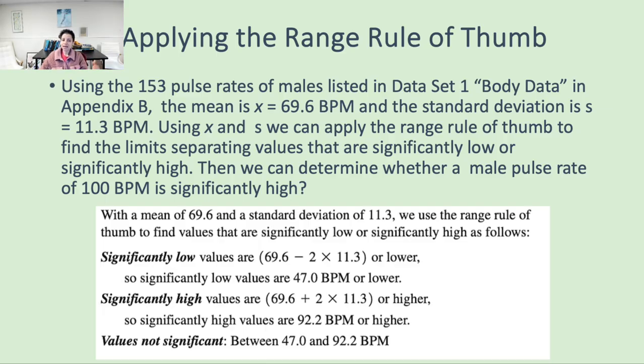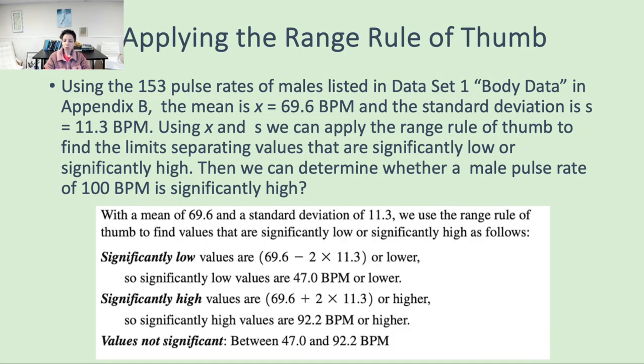And now let's say we have somebody with a pulse rate of 100. Is that significantly high? So first off, let's find the limits. The average is 69.6, and the standard deviation is 11.3. So 2 times 11.3, that's 2 standard deviations, subtracted from 69.6. That gives us 47 beats per minute. So any pulse rate below 47 is significantly low.